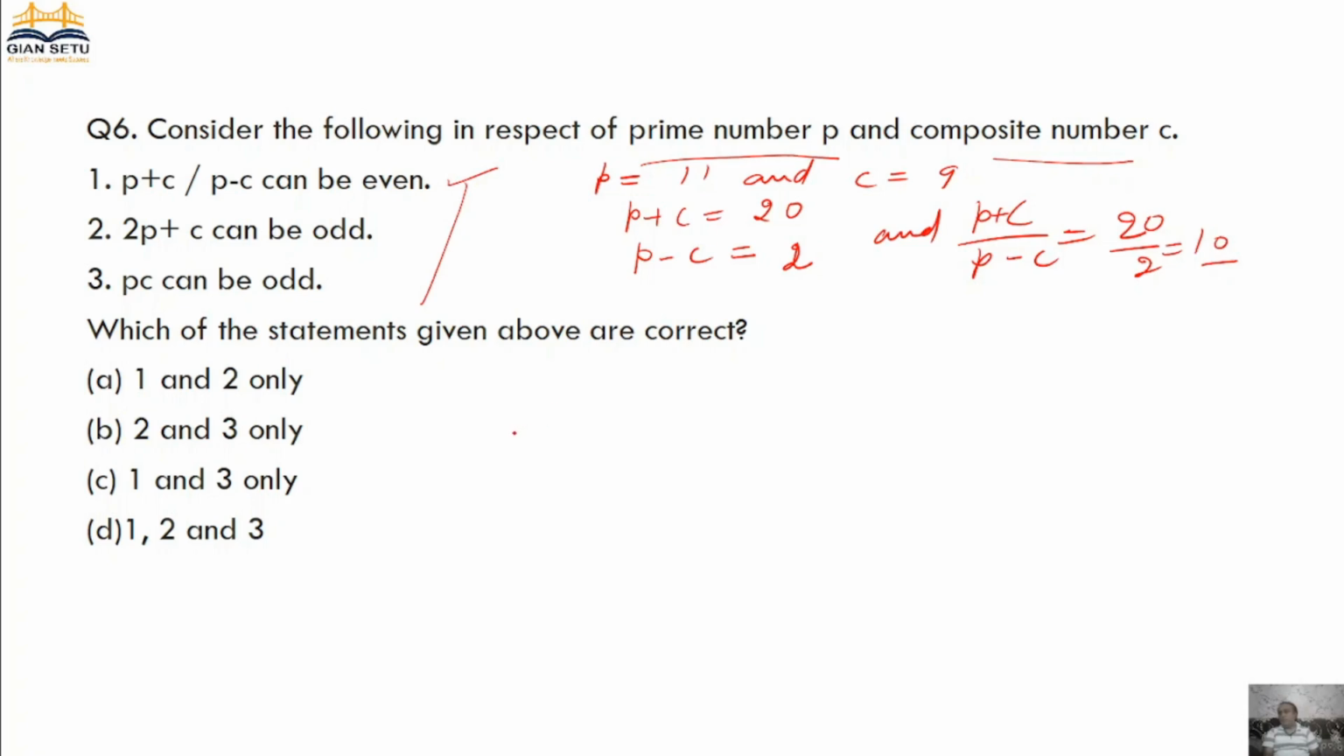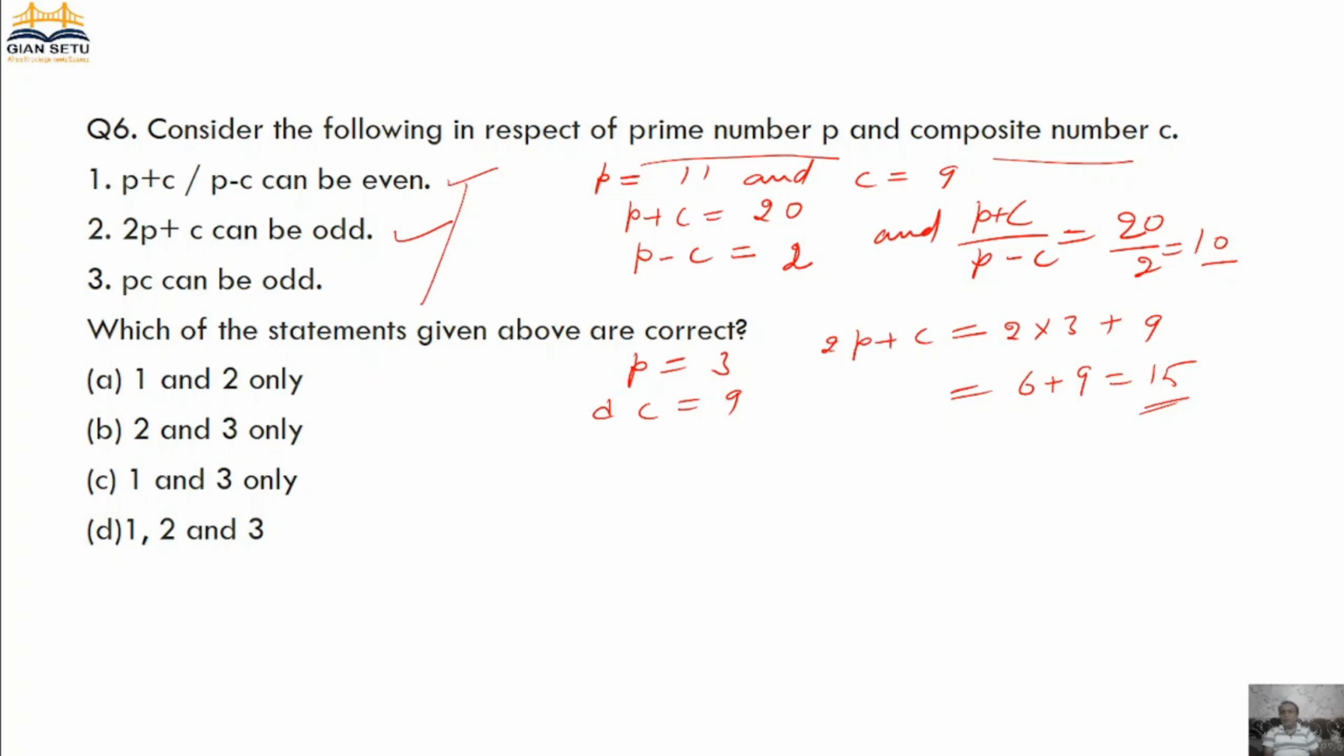Suppose P is equal to 3 and C is equal to 9. Now in this case, 2P plus C will be 2 into 3 plus 9. It will be 6 plus 9 is equal to 15, and 15 is an odd number. So second statement is also correct.